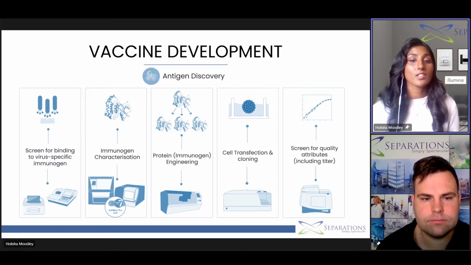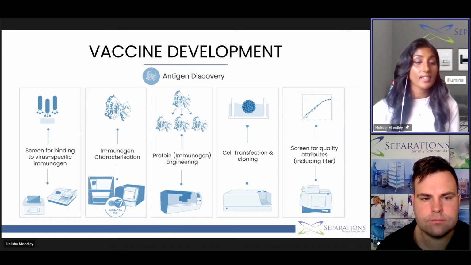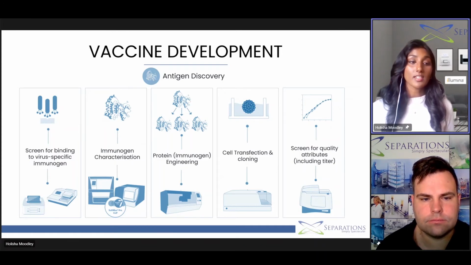Okay, the next stage we can look at is immunogen characterization. This is where we conduct immunogenicity studies to determine if the identified antigen will initiate an immune response. If the antigen invokes an immune response, and we can also measure this with plate readers doing ELISAs, the antigen will now be considered an immunogen.